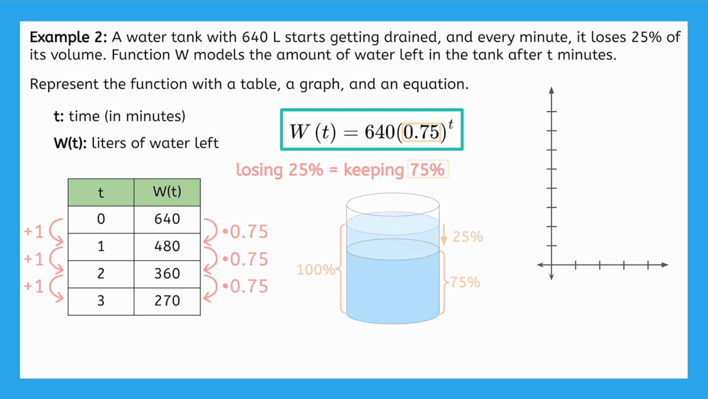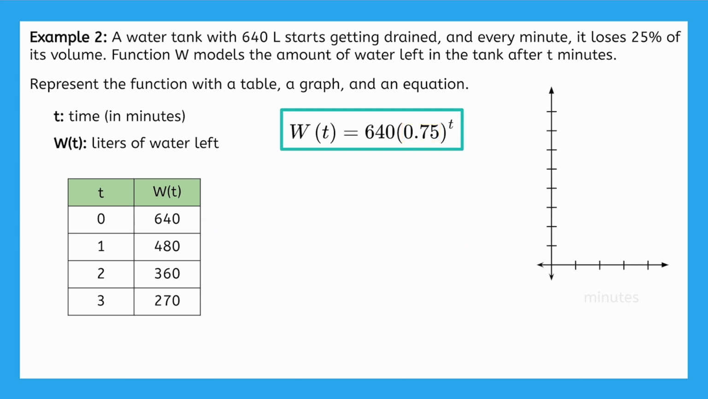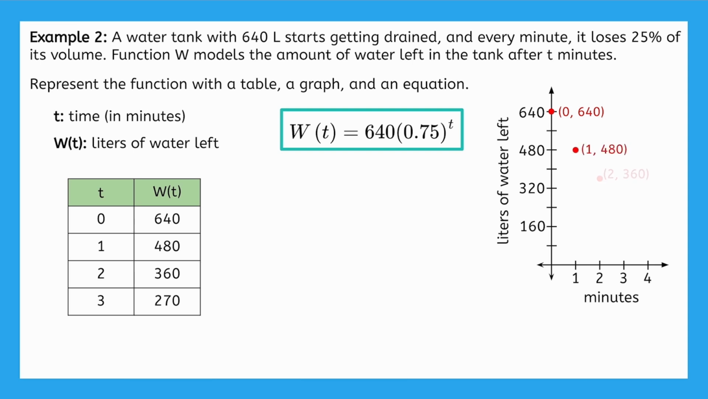Now let's draw the graph. We first label our x-axis with minutes and the y-axis with liters of water left, and then we can plot the points we already have in the table. Connecting the points, we get this curve.